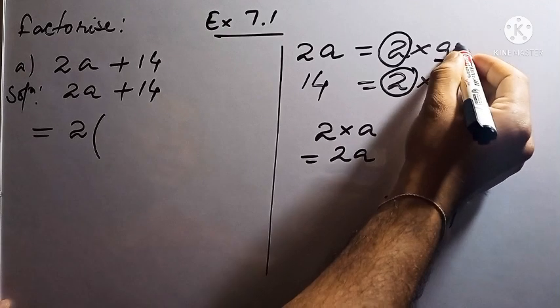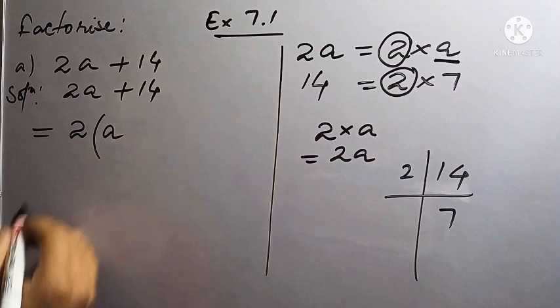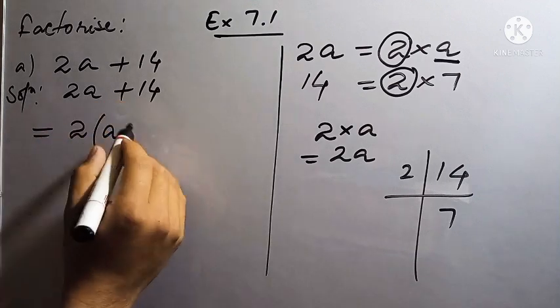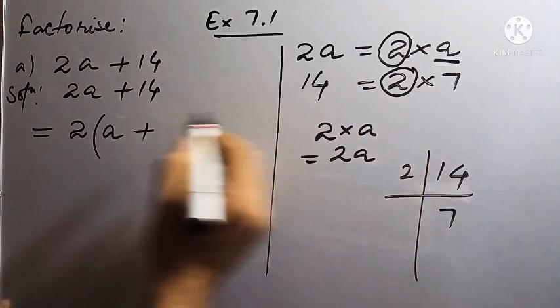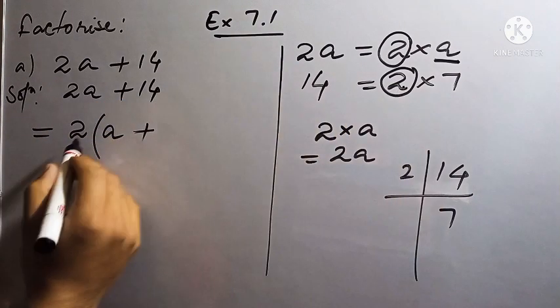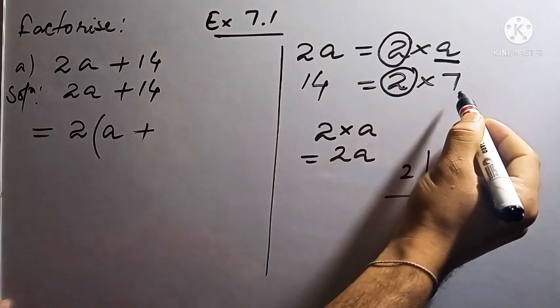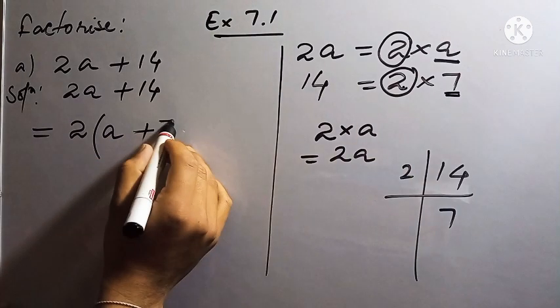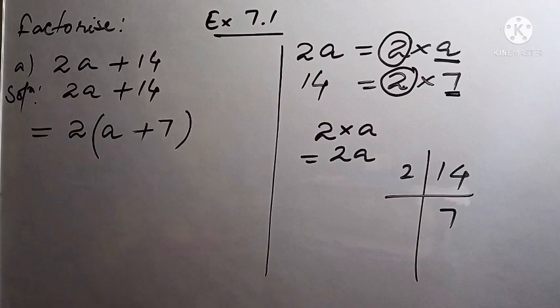From twice a, we have a. This a will be written here. What sign do we have now? We have plus. Then what about 14? This 2 is the common factor we have written, and the remaining is 7. Now we have done the factorization.